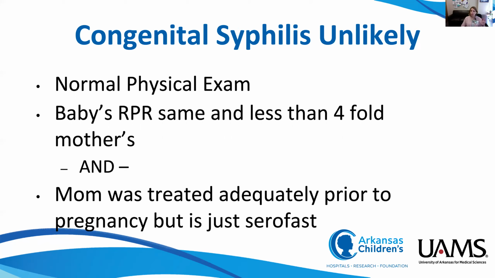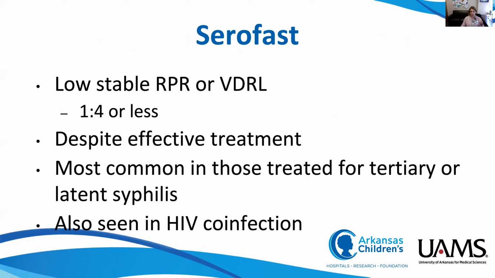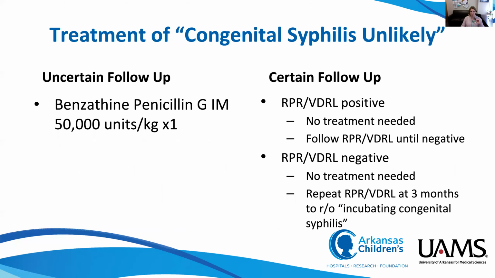And if you can prove based off of documentation, and usually the health department, when you call them, will say, oh, that mom's just serofast, we've been following her for forever, then that makes the child congenital syphilis unlikely. This is, again, the definition of serofast: low stable RPR or VDRL, 1 to 4 or less, despite effective treatment. That is most common in people treated in late stages of syphilis or seen with HIV co-infection.